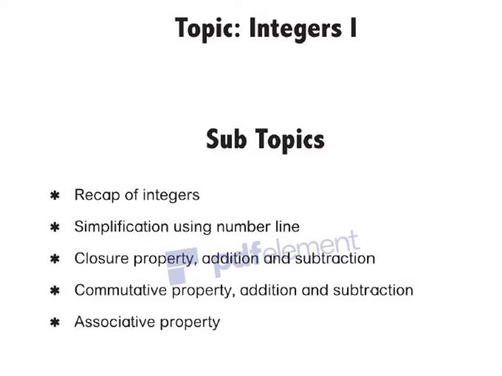So the subtopics that we will cover in this topic are a brief recap of integers, because we have already learned what integers are in your last class. Then we will go on to simplification using number line, that too you have learned in your earlier classes. There will be a brief brush up on that. Then we will go on to closure property of addition and subtraction, then commutative property of addition and subtraction, and then associative property.